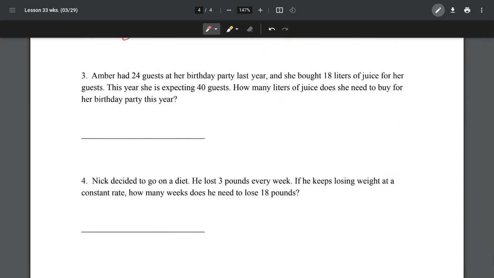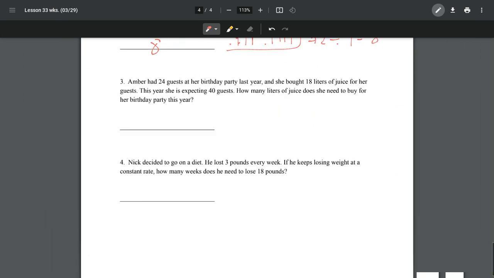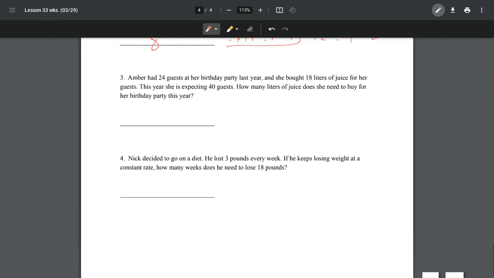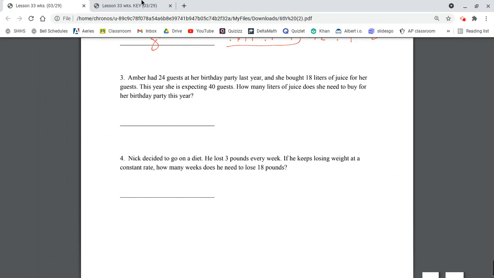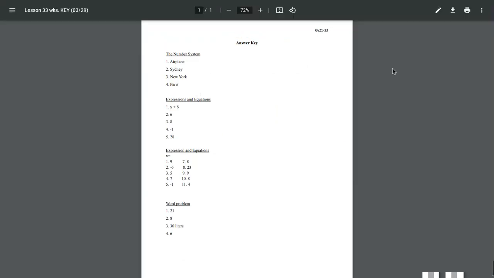So that's it. Just finish the last two questions. Just finish the worksheet, and then here is your answer key.